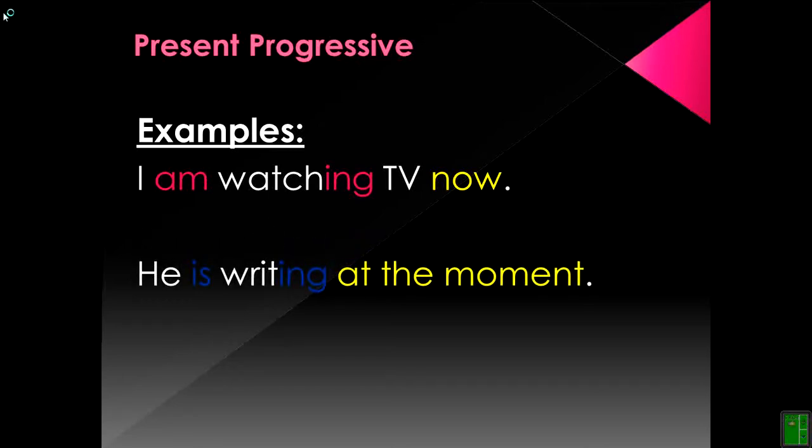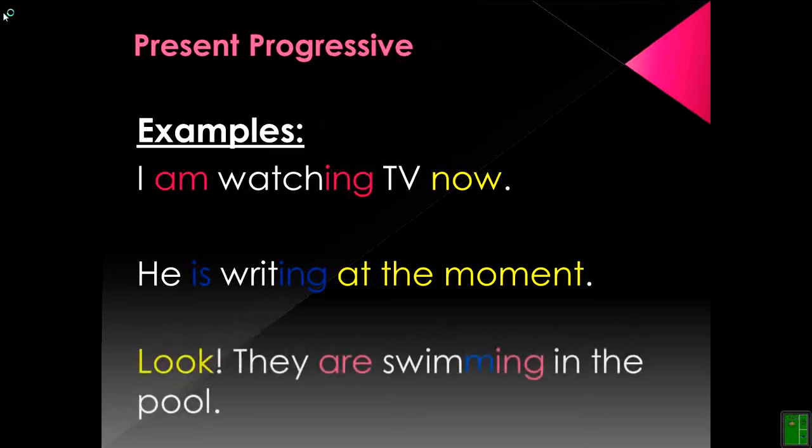Example number 2, he is writing at the moment. We use is with the pronoun he, then we add ing to the verb write, and at the end of this sentence we add at the moment, which is a keyword for the present progressive tense.